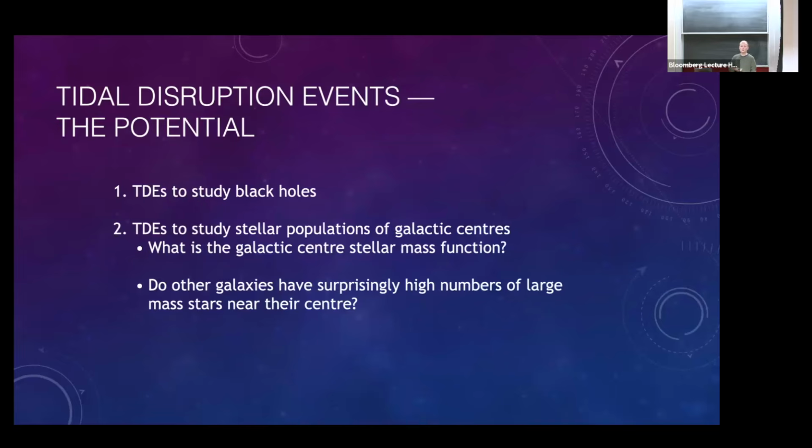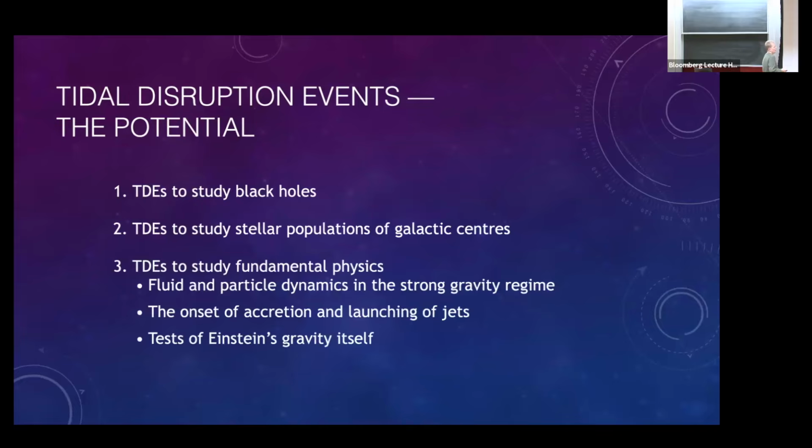You could try and think about the populations of stars in galactic centers. It takes two to tidally disrupt. If you had a really good framework for understanding TDEs, in principle, you could think about the stellar mass distribution of distant galactic centers. And they're fantastic probes of fundamental physics.